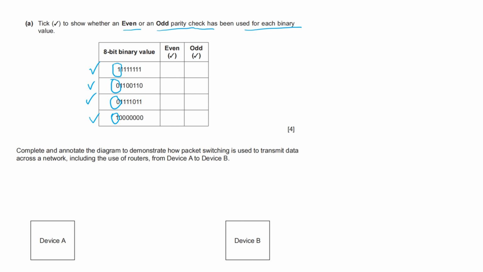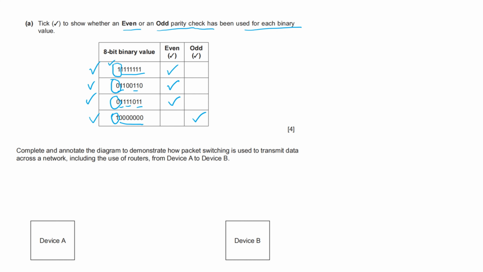So let's see. First we have seven 1s, and the parity bit is 1, so it means they're using the even parity. Here we have four 1s, and the parity bit is 0, so they're also using the even parity. Next one, we have 2, 4, 6, which is also the even parity. Here we have all 0s and the parity bit is 1, which means they're using the odd parity.